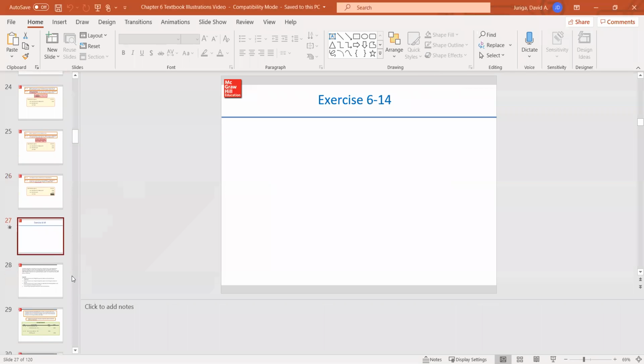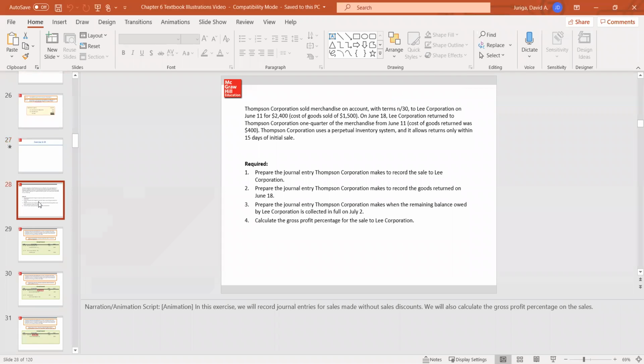All right, exercise 6-14. On this one, we're going to be doing the perpetual method. And they want us to do the entry for the sale. This is for the Thomas Corp. And they want us to do the return of goods. And then they want us to do the entry when they are collecting the money. And then they want us to calculate the gross profit percentage.